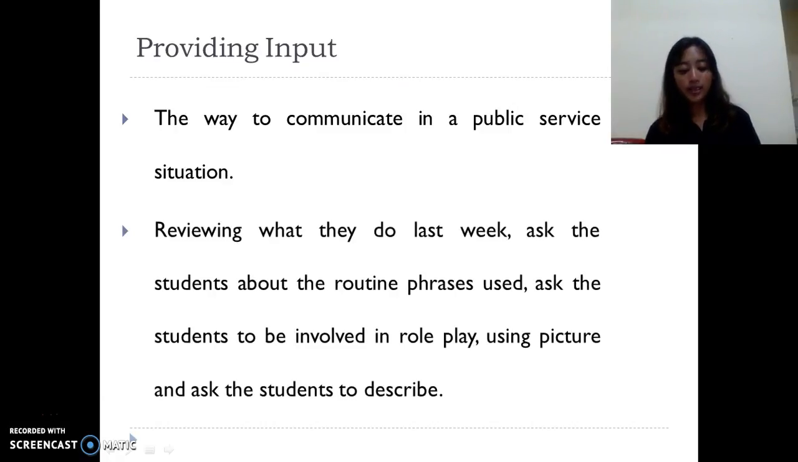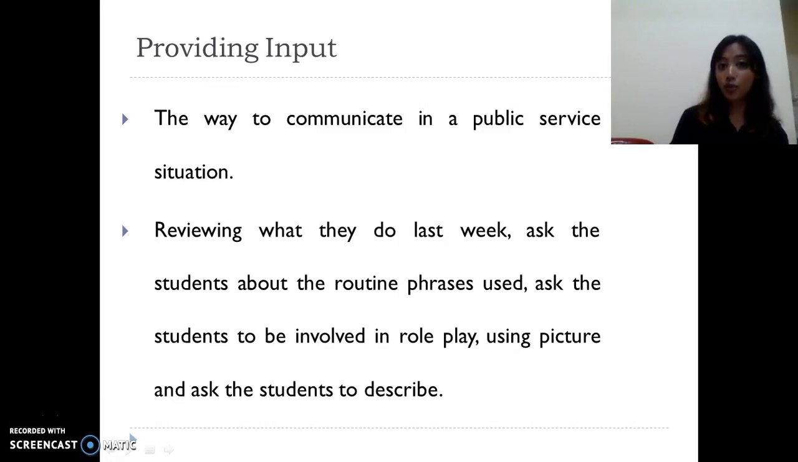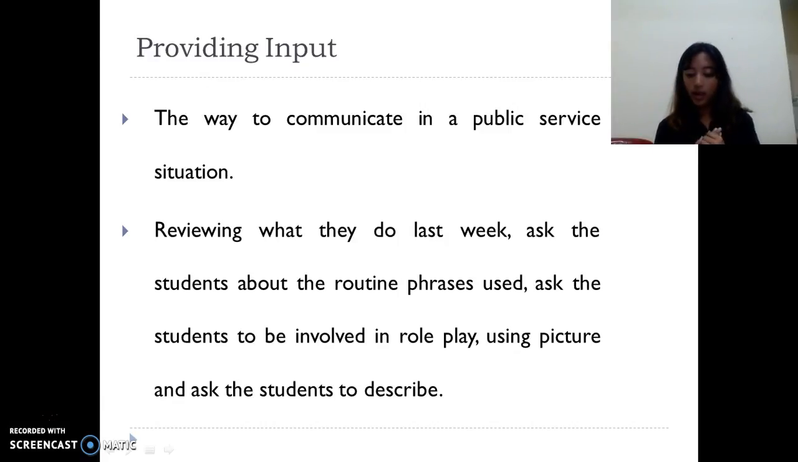When the teacher presents language items in class, in the video, she reviews what they did last week. In the video, she said, "So what we want to do this week is we would like to review what we did last week. Last week you told me that something and so on."